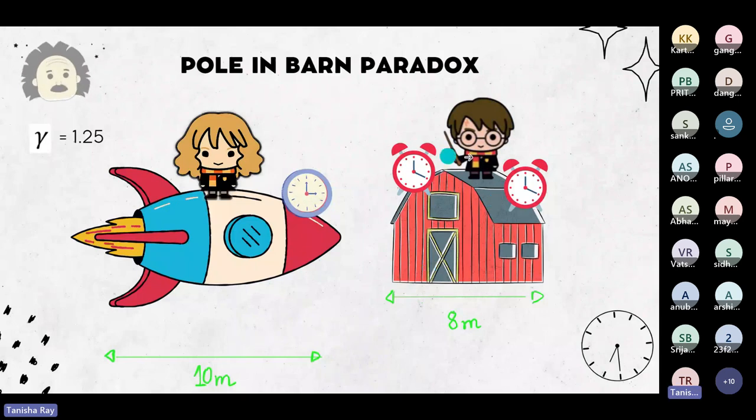So for that, in the video, what they did was, the man who was standing on that barn decided that as soon as the rocket enters the barn and is completely inside it, he will simultaneously close the two doors, and hence prove that the rocket fits into the barn.